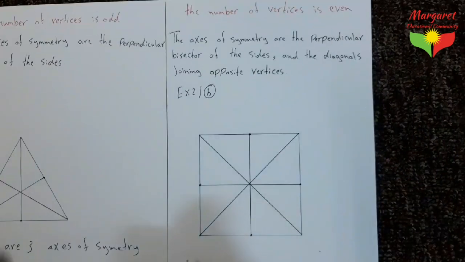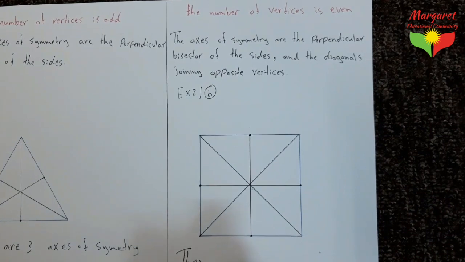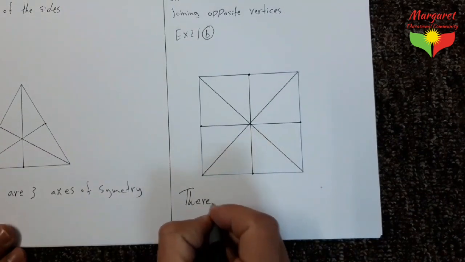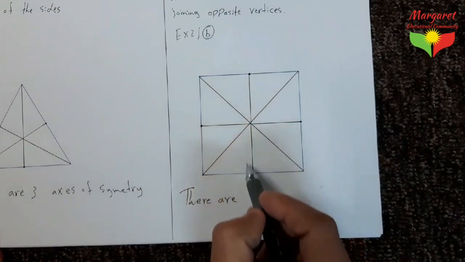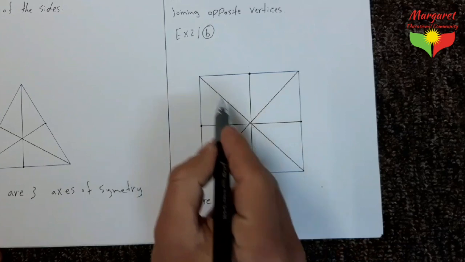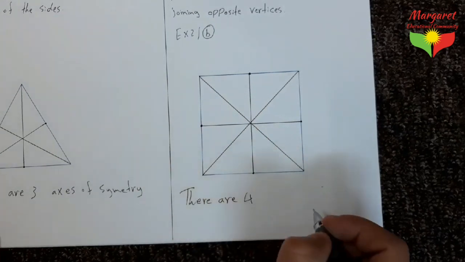And there are 1, 2, 3, 4 axes of symmetry.